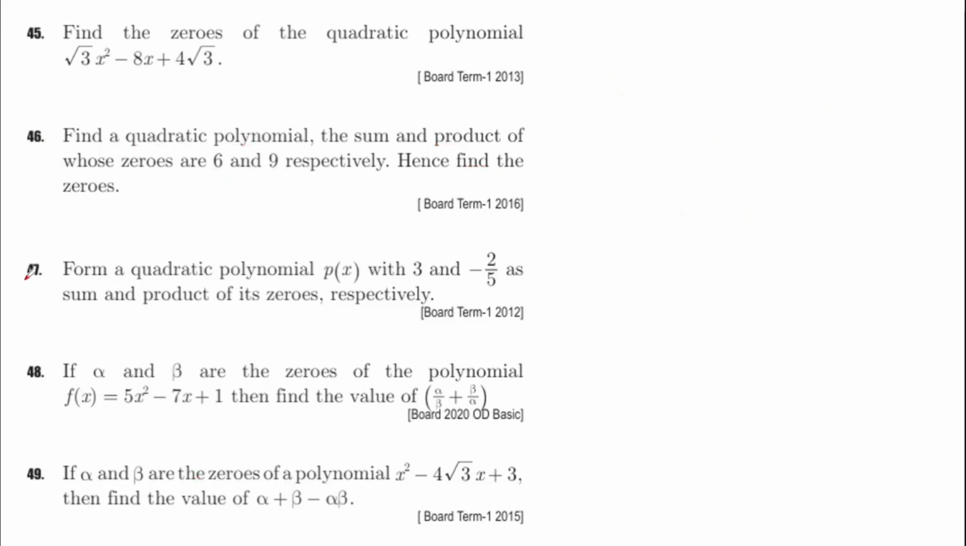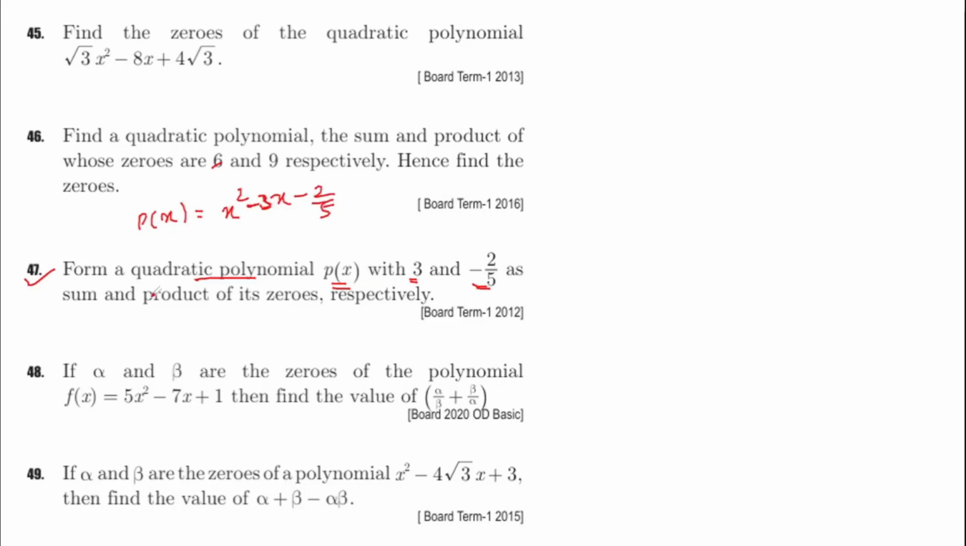Now let's move to question number 47. Form a quadratic polynomial p of x with 3 and minus 2 by 5 as the sum and product of its zeros respectively. Again, like the previous question, I don't think I need to do it entirely. I am just writing the answer. This will be x square minus 3x minus 2 by 5. So this should be the answer.